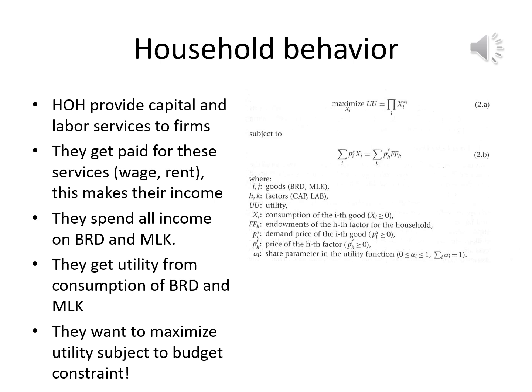We want to maximize it. So we want to maximize the utility of this household. And when doing that, the household has some restrictions. The household basically wants to consume more bread and more milk.